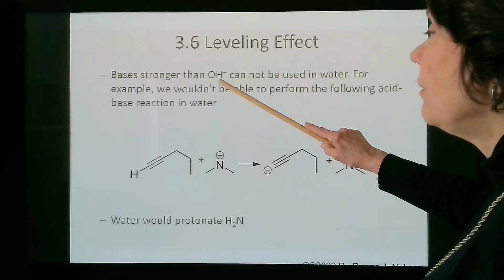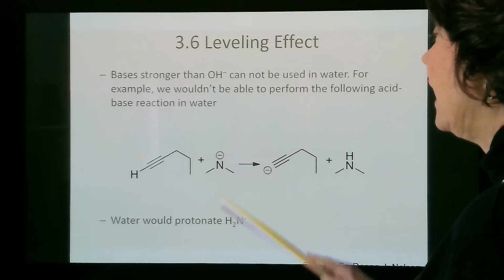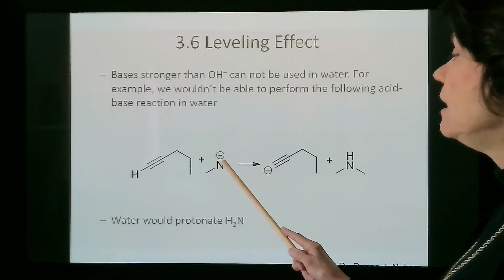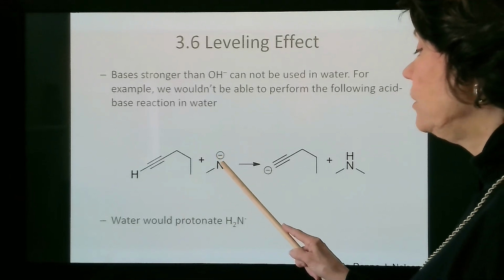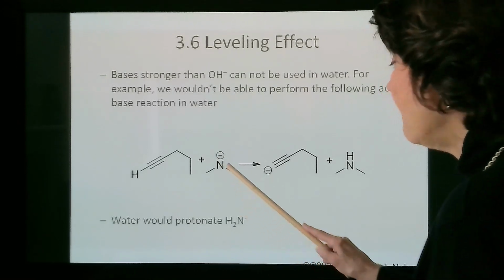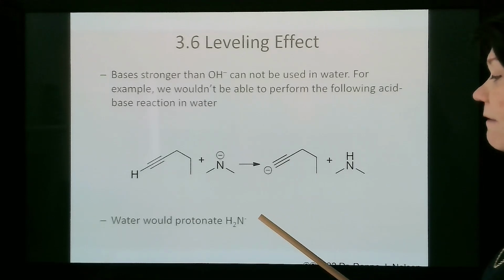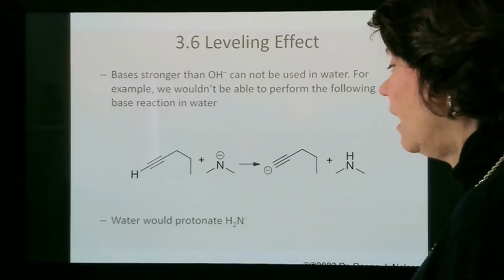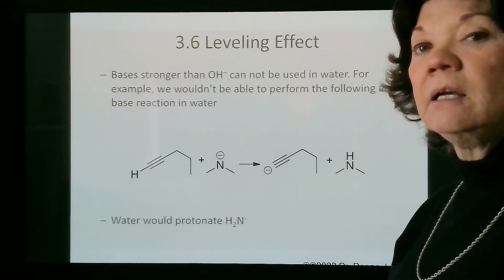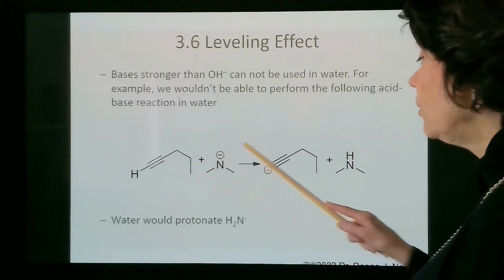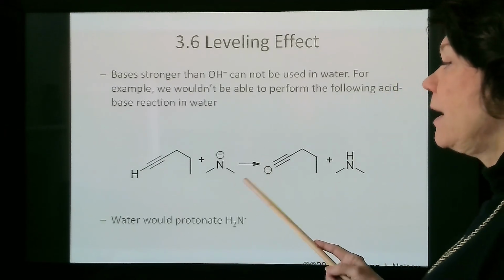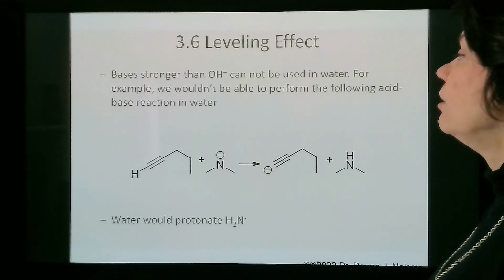And so bases stronger than hydroxide cannot be used in water. For example, we wouldn't be able to perform this acid-base reaction in water. Why not? Because this is a very strong base. And this would simply abstract a proton from the water, and so it would be protonated. You would not have any of this present. You would have this and hydroxide, and so this reaction would not be possible. You would not be able to achieve or study this reaction in water. So you might want to look these values up on the inside of your front cover, the table for pKa's, and convince yourself of that. Figure that out and understand it.